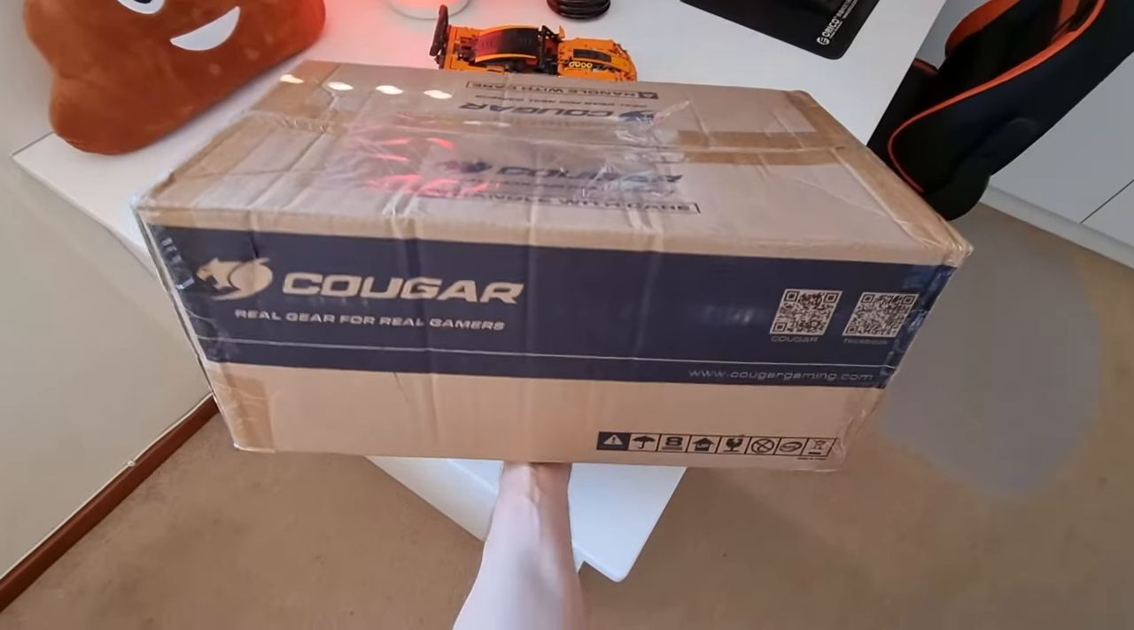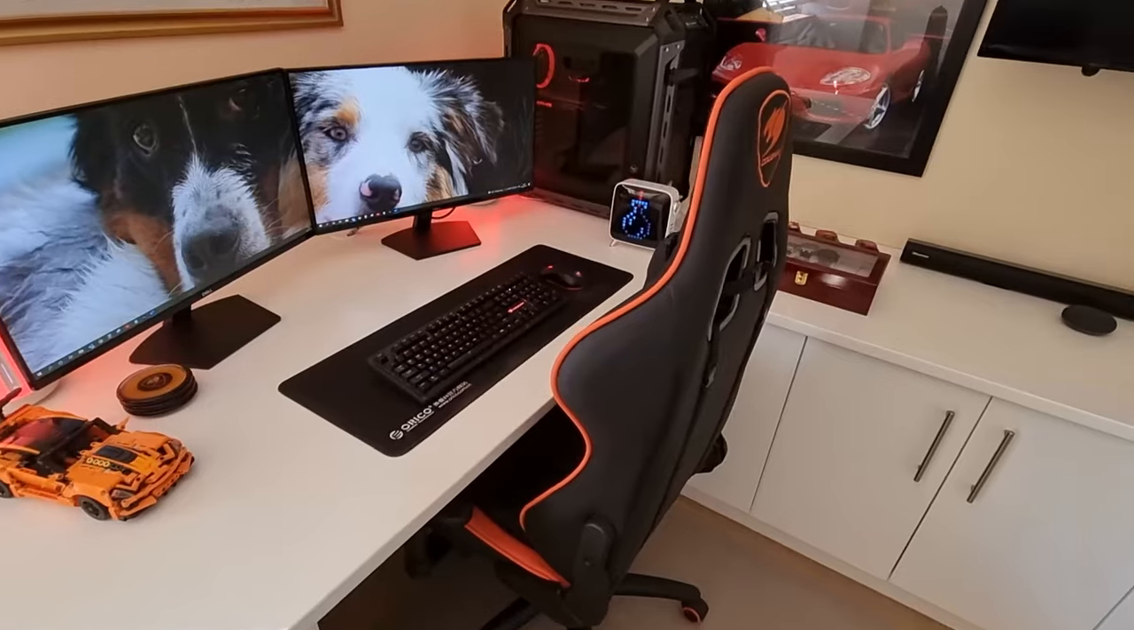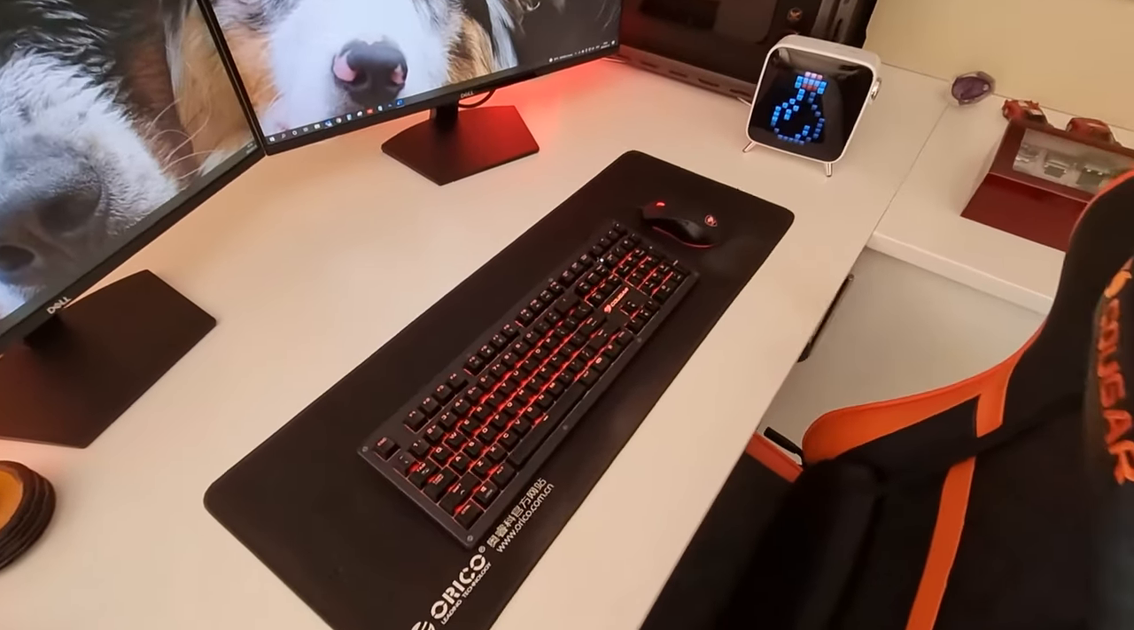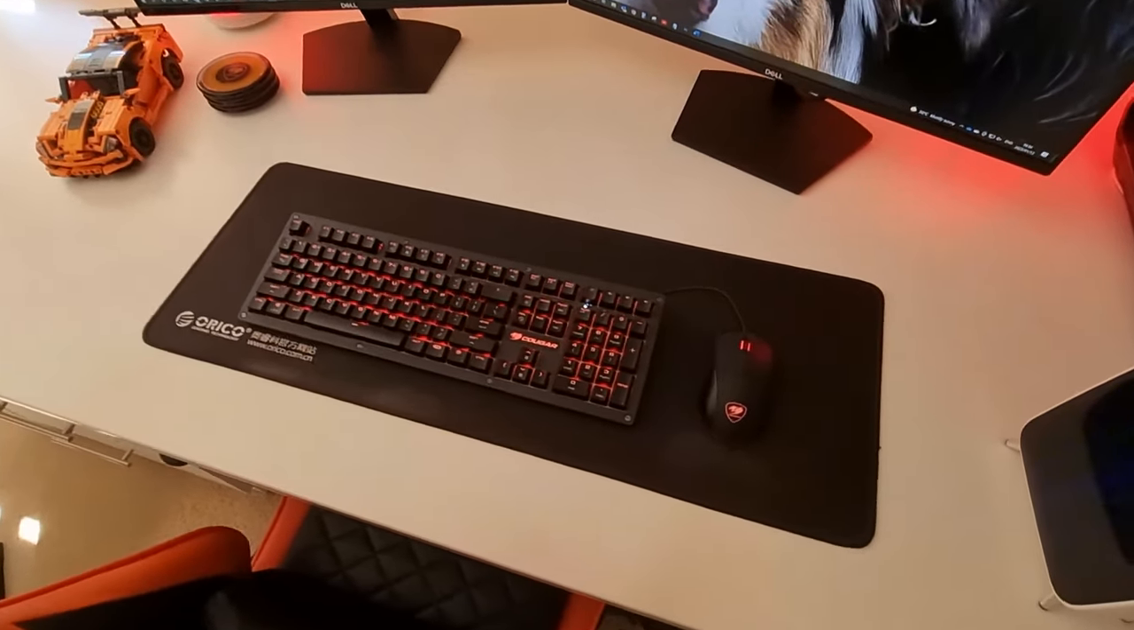The lovely people at Cougar Gaming South Africa sent over some goodies as they know I am a big fan of Cougar products. On my desk, I have a range of Cougar products which make my setup perfect for work, gaming, and just getting the job done.